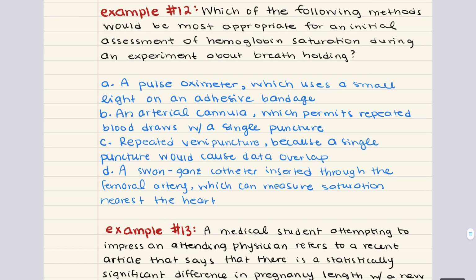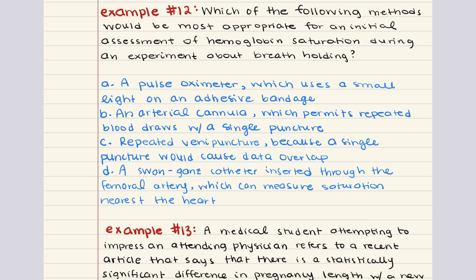Problem 12 says, which of the following methods would be most appropriate for an initial assessment of hemoglobin saturation during an experiment about breath holding? A says, a pulse oximeter, which uses a small light on an adhesive bandage. B says an arterial cannula, which permits repeated blood draws with a single puncture. C says repeated venipuncture because a single puncture would cause data overlap. And D says a Swan-Ganz catheter inserted through the femoral artery, which can measure saturation nearest the heart.